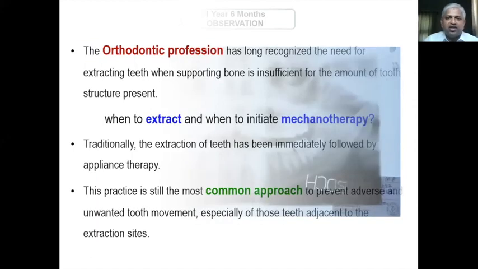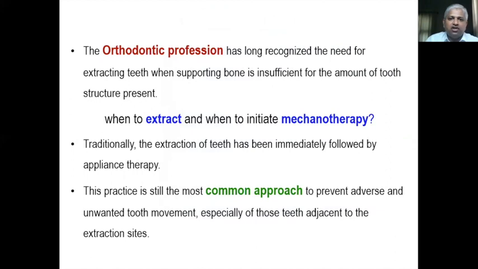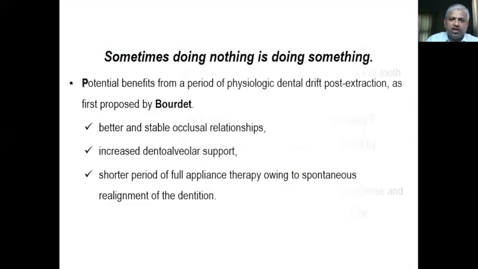The orthodontic profession has long recognized the need for extracting teeth when supporting bone is insufficient for the amount of tooth structure present, or the underlying condition makes us need to extract the teeth and retract. So the next big question is when to extract and when to initiate mechanotherapy in a growing child. Traditionally, the extraction of teeth has been immediately followed by appliance therapy, and this practice is still the most common approach, to prevent adverse and unwanted tooth movement, especially of those teeth adjacent to the extraction sites. Sometimes doing nothing is doing something.